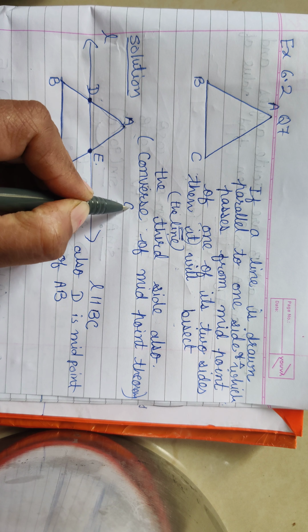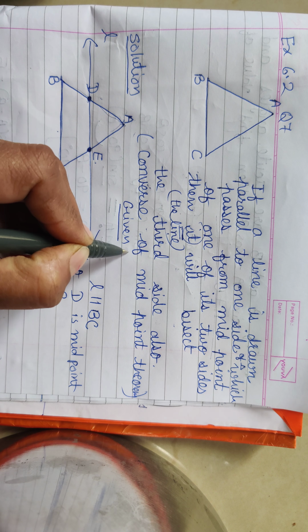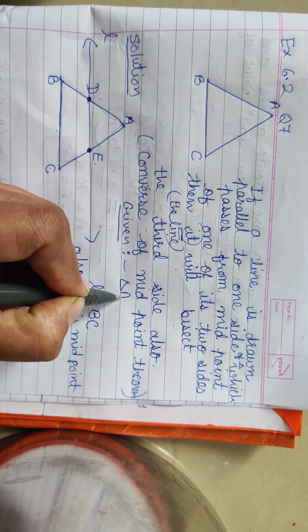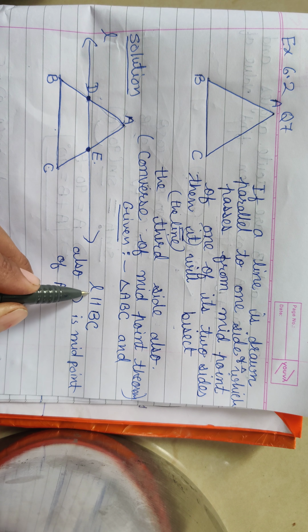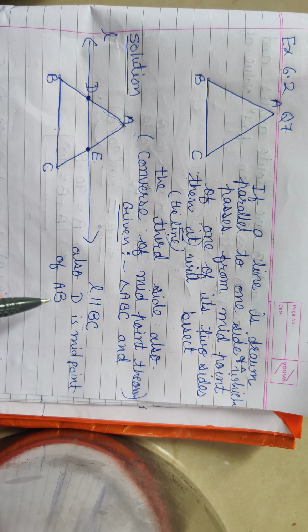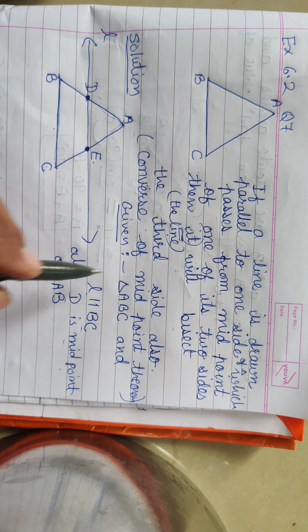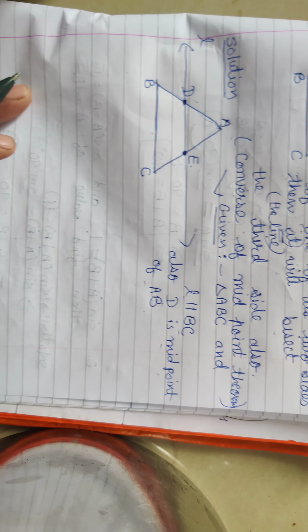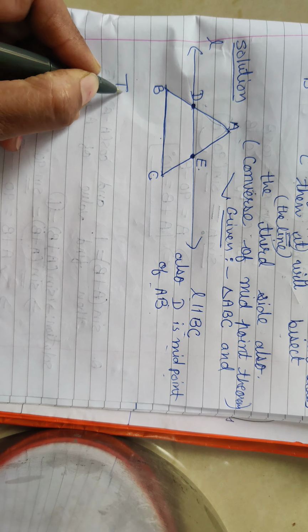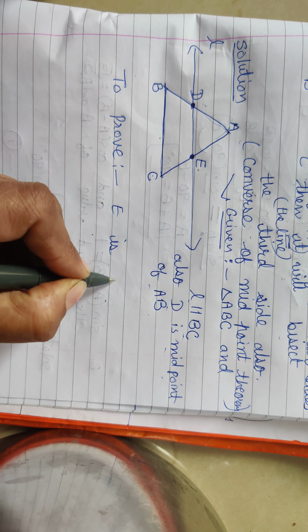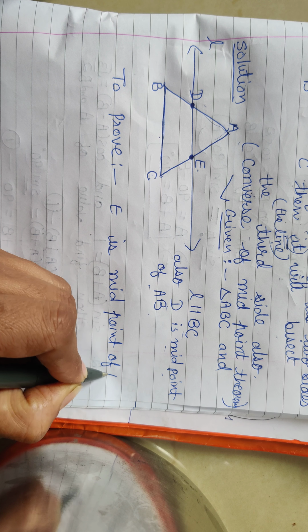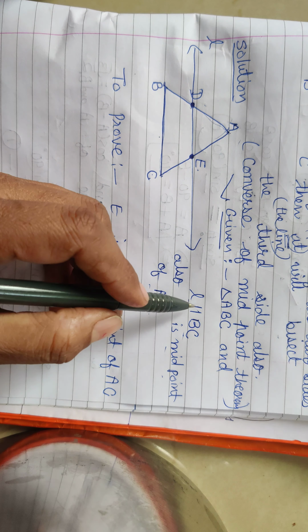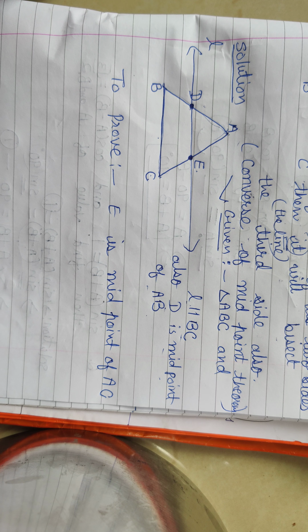Given, what is given to us? Triangle ABC and L is parallel to BC, D is midpoint of AB. Okay, this is given in the question. And what we have to prove is that E is midpoint of AC. Okay. This is also called converse of midpoint theorem.